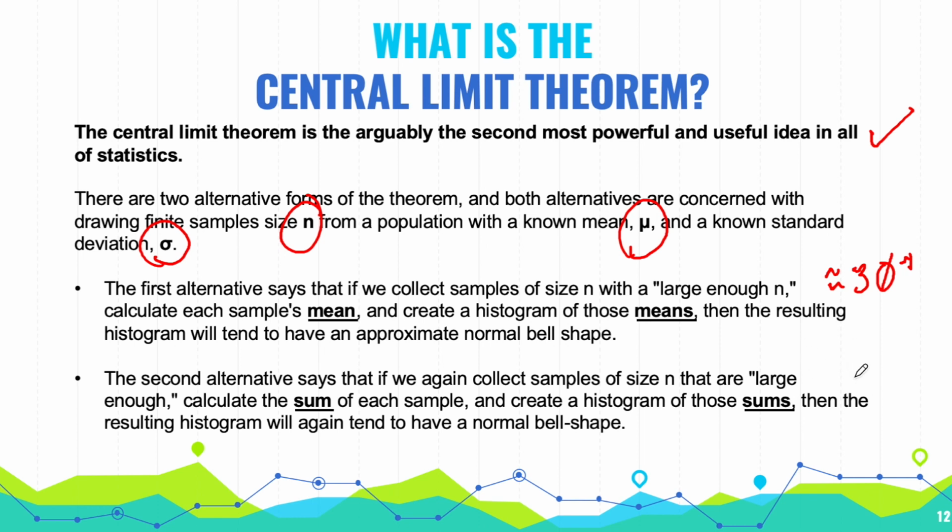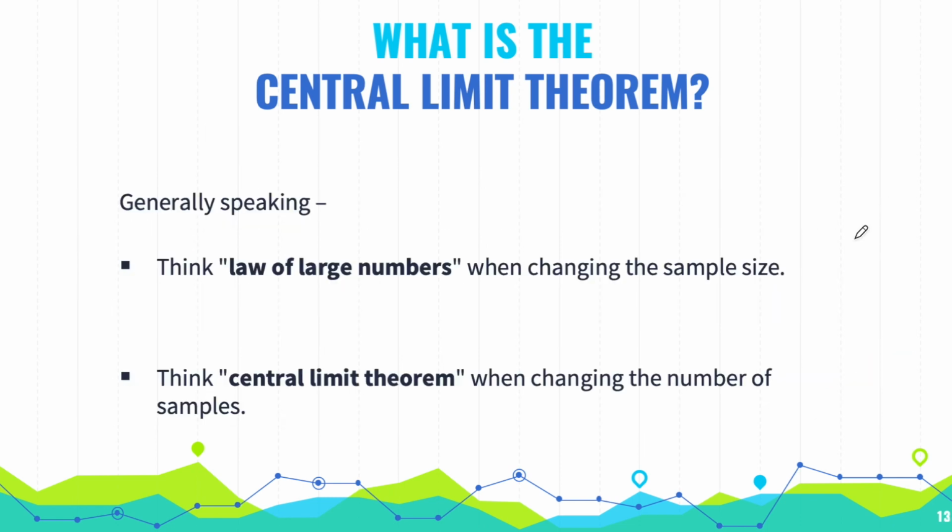The second alternative says that if we again collect samples of size n that are, quote, large enough, again, statisticians tend to think 30 or above is best, we calculate the sum of each sample, and then we create a histogram of those sums. Then the resulting histogram will again tend to have a normal bell shape. Generally speaking, when we're talking about changing the sample size, we want to think about the law of large numbers. When we're thinking about changing the number of samples, we'll think about the Central Limit Theorem.